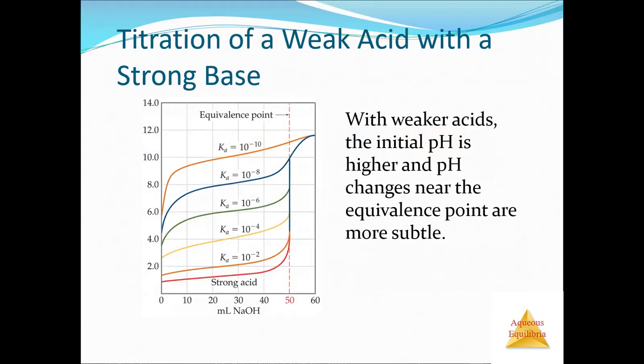As with weaker acids, the initial pH is going to be higher, and the pH changes near the equivalence point are going to be subtler. If you have a weaker acid, a Ka of 10 to the minus 10, you are going to have barely a jump. You're going to notice this very much when you're doing your phosphoric acid, those of you that are doing the face-to-face labs. Your first H from H3PO4 is going to be a strong acid, so you're going to see it. Your second one is going to be a weaker acid, so it's going to look like this. And your third one, you're not going to even really be able to see.